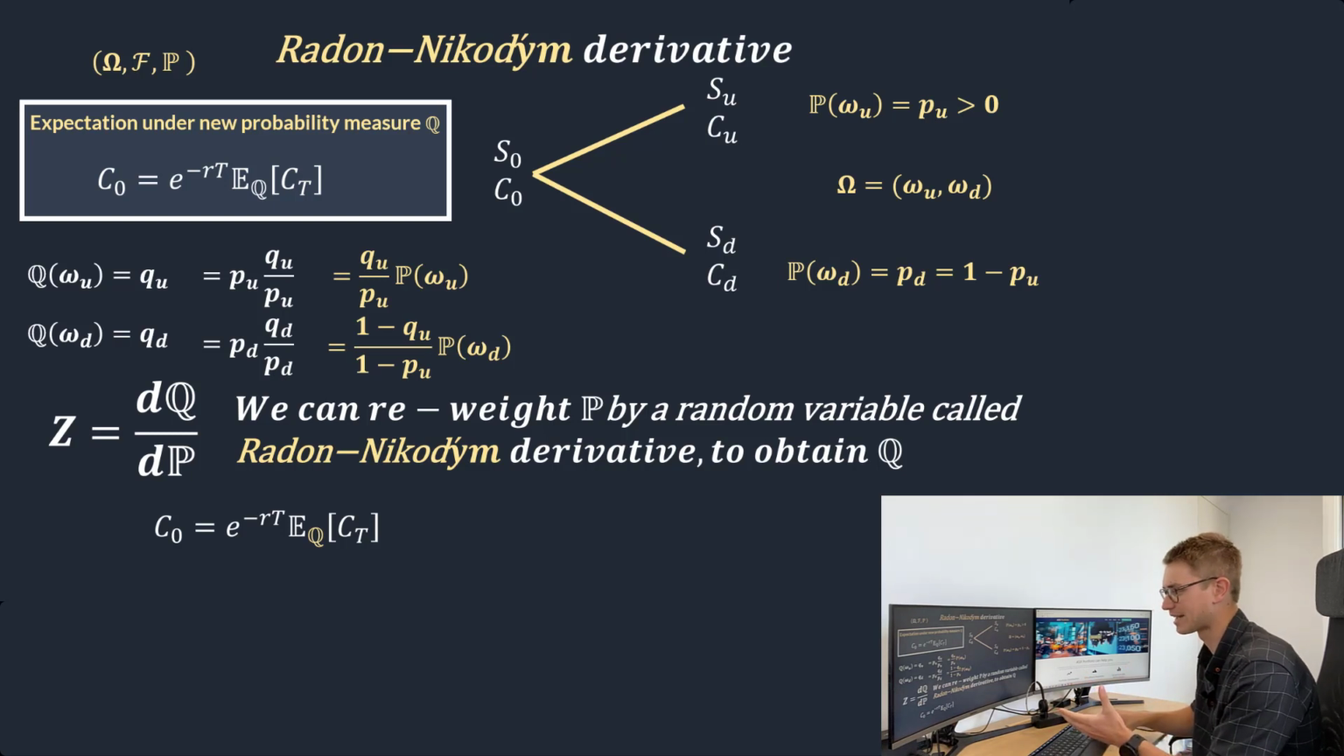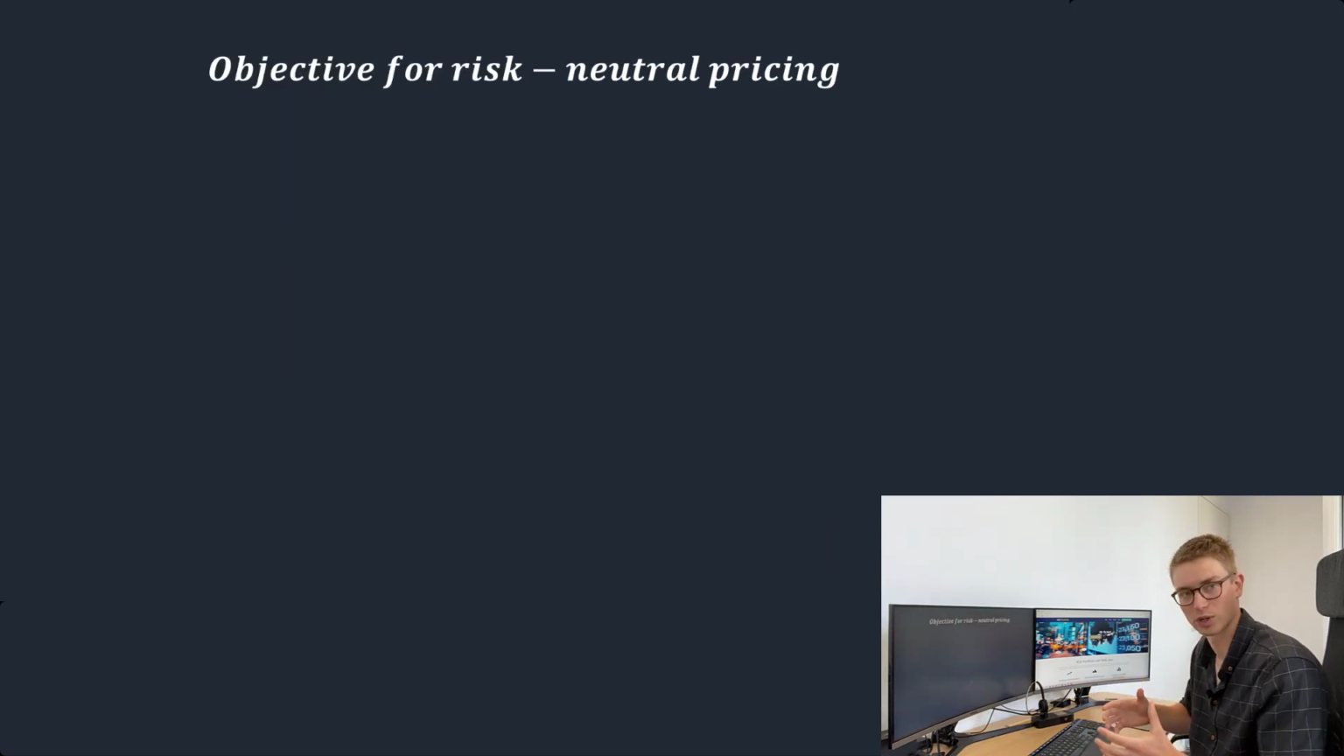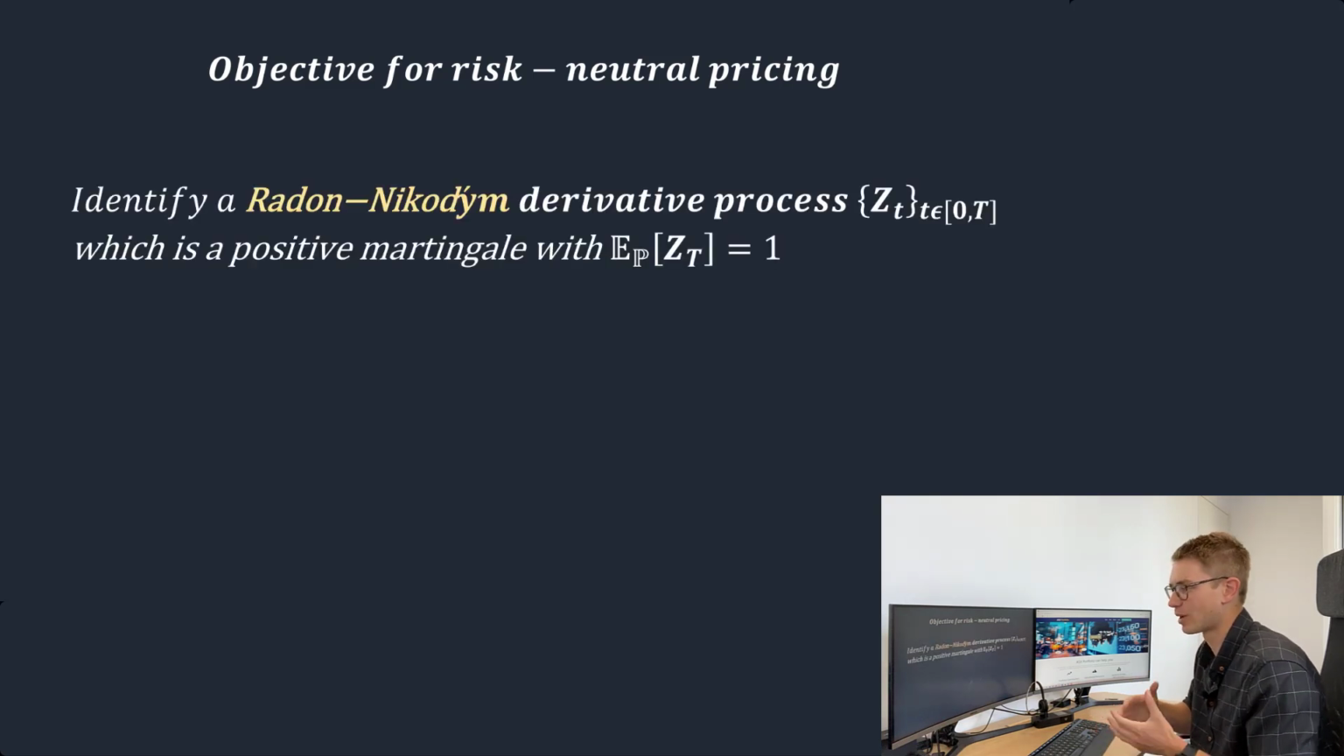And that means we can take this call value that we had in the discounted expectation of payoffs under the risk-neutral pricing, and we can actually shift that to get the physical probability expectation. So this change of measure is really useful. So now the objective for risk-neutral pricing, we need to identify this random derivative process, ZT, and we need to ensure that it's a positive martingale with an expectation of 1.